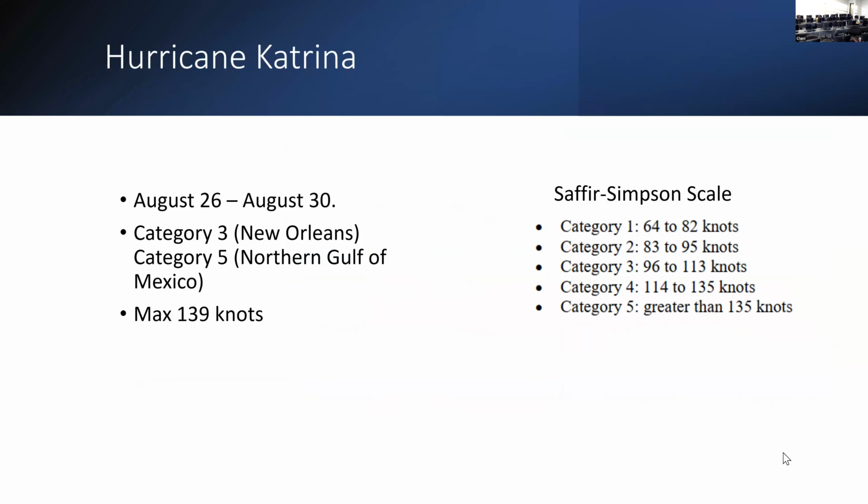So Hurricane Katrina was strong from 26th August to August 30. This was initially a Category 3 storm when it hit New Orleans, and it turned to Category 5 when it hit the northern Gulf of Mexico. The maximum wind speed of this hurricane was 139 knots. And here you can see the category division, how hurricanes are categorized using the Saffir-Simpson scale.